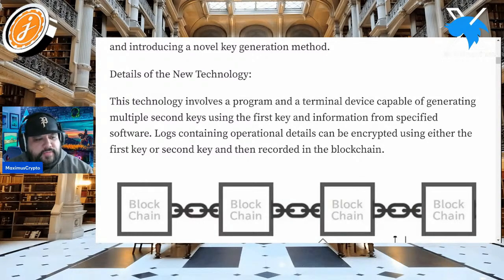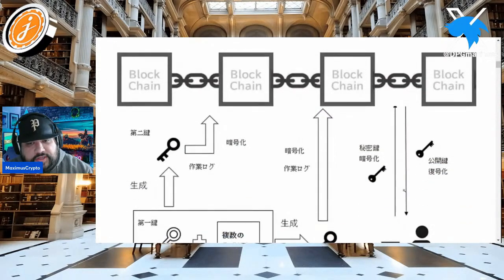Now, you got to keep in mind, does Jasmy already have software? Yes, they do. Of course they do. How have we seen that? Well, we've seen that in examples of, for instance, Vio and Avita. Yeah, absolutely, right? So logs containing operational details can be encrypted using either the first key or second key and then recorded into the blockchain.